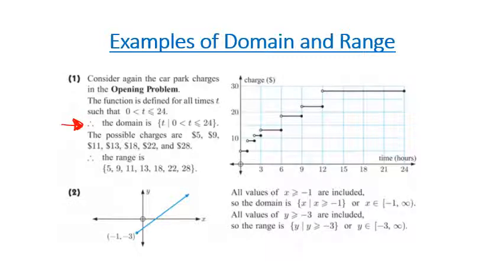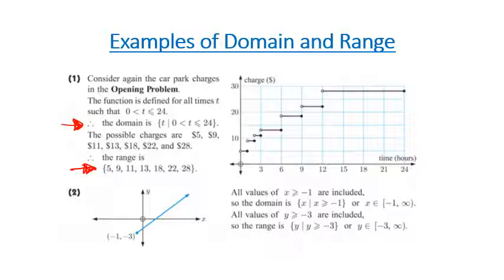Now the range looks at the y-axis, which is the money. So the range is about the money, the different prices you'll pay, and the domain is looking at the different times.